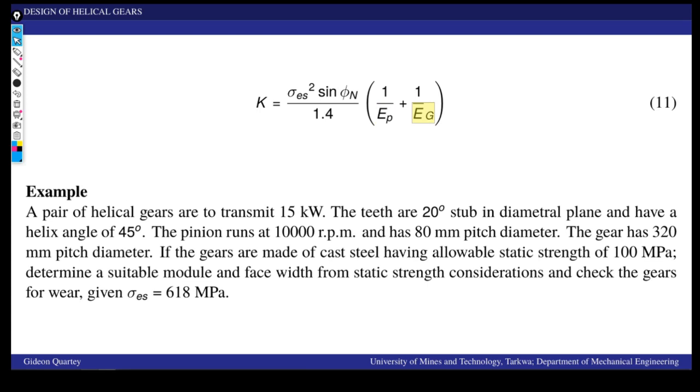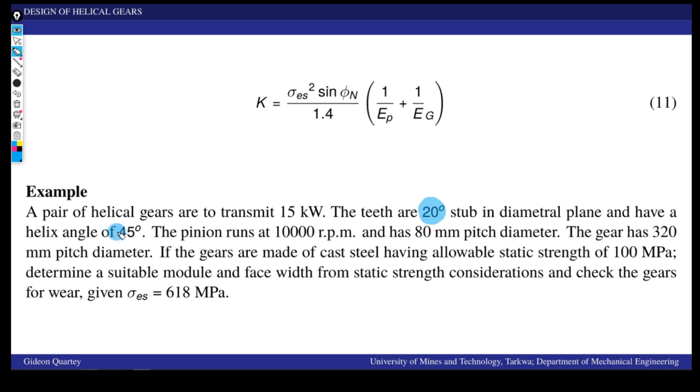Alright, so let's look at an example over here. It states that a pair of helical gears are to transmit 15 kilowatts of power. Right, the teeth are 20 degrees stub in diametral plane and have a helix angle of 45. So this 20 degrees here is the pressure angle in the diametral plane, or the pressure angle in the plane of rotation.